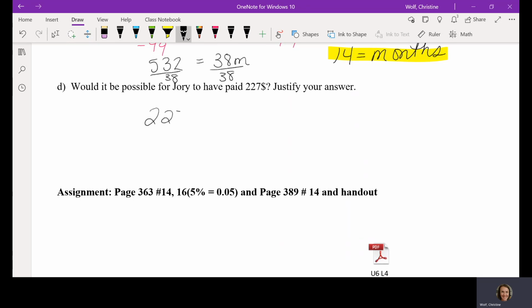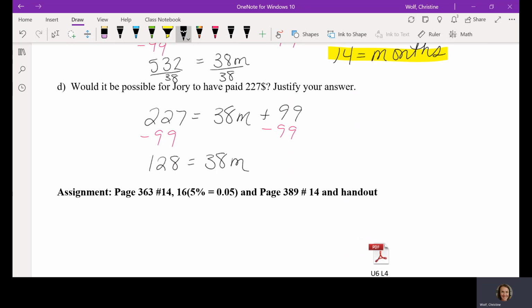Would it be possible for Jory to have paid $227? All right, so his cost is $227. Okay, so let's see if that ever works out. Let's see what our answer ends up being and see if it makes sense. So $227, I'm going to take away 99 from both sides. So on the left, you'll now get 128 equaling 38M.